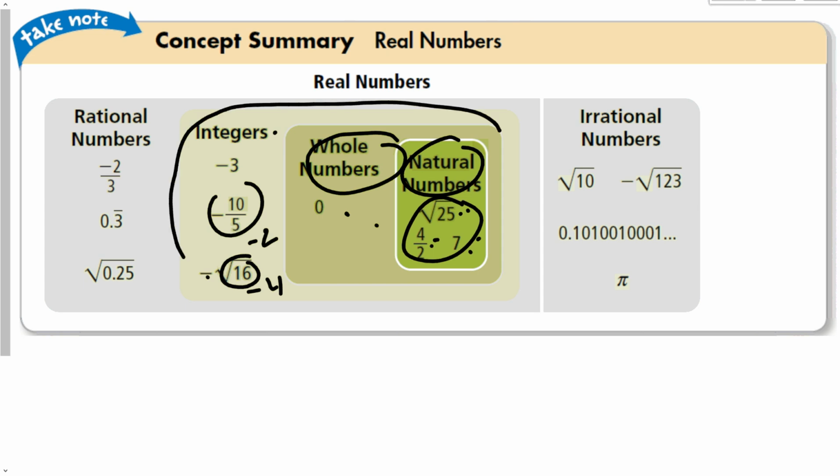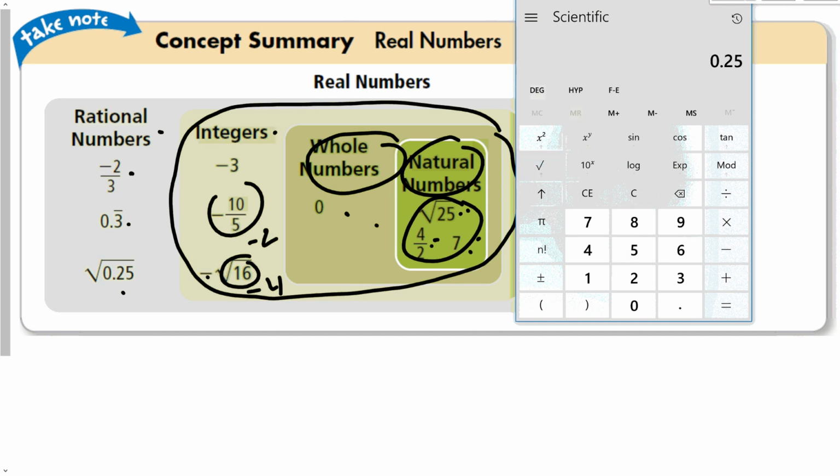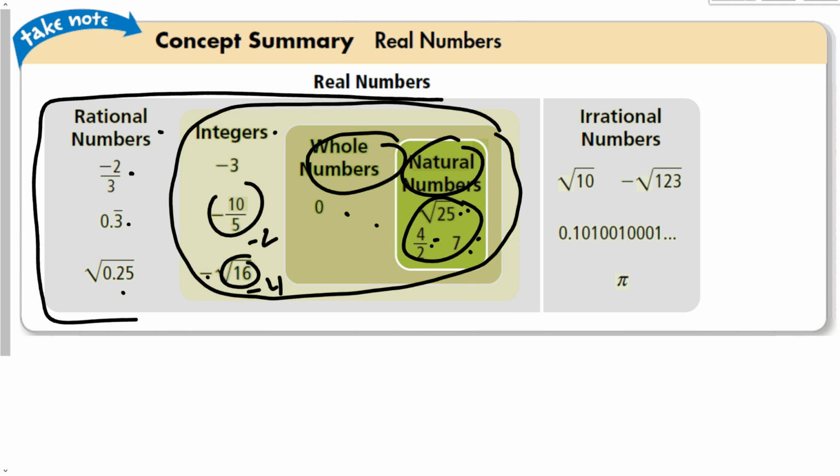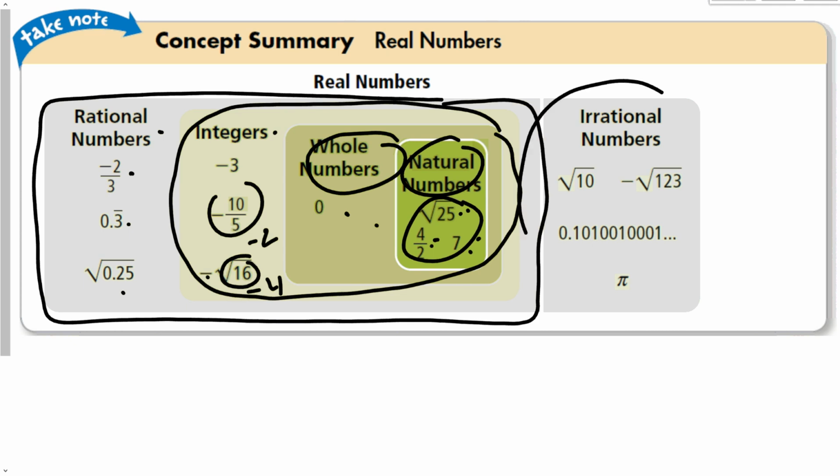Now, all of these numbers, all the integers, all the whole numbers, all the natural numbers are also rational numbers: fractions and decimals that repeat, or square roots that actually work. Okay, the square root of 0.25 is 0.5. So that square root works and it stops. All of these rational numbers are separate from the irrational numbers, which are radicals that don't work, decimals that don't stop and have no repeating pattern, and symbols that represent numbers.